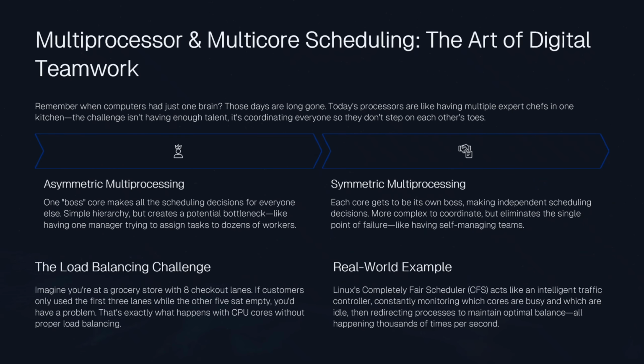Multiprocessor and multi-core scheduling. Today's CPUs have many cores, so scheduling isn't about just one processor anymore. It is about teamwork. In asymmetric multiprocessing, one main core makes all scheduling decisions. It is simple but can slow things down. In symmetric multiprocessing, all cores make their own scheduling choices, which improves performance but adds complexity.